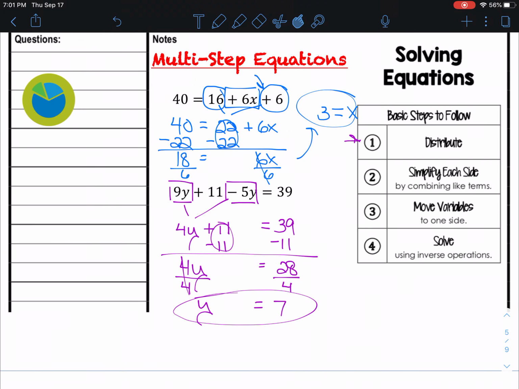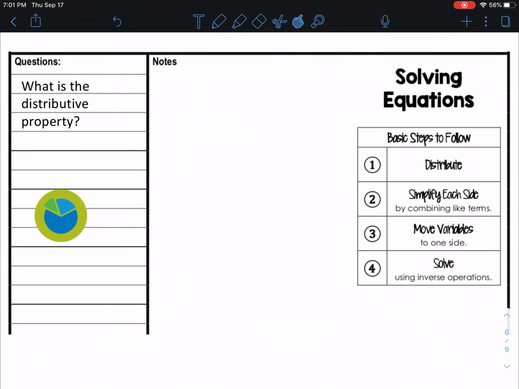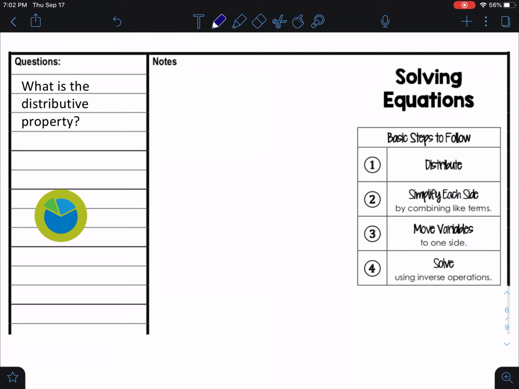So there's our steps to solving multi-step equations, and a couple of these we haven't really had to deal with yet. So now let's introduce the first step a little bit. Let's talk about distributing. All right, what is the distributive property? The distributive property is one of the more powerful properties that we have in algebra.